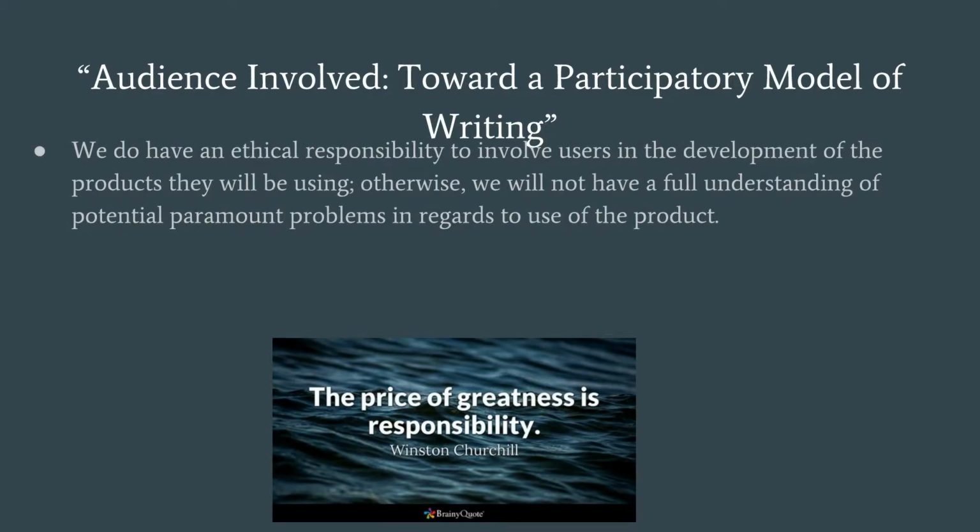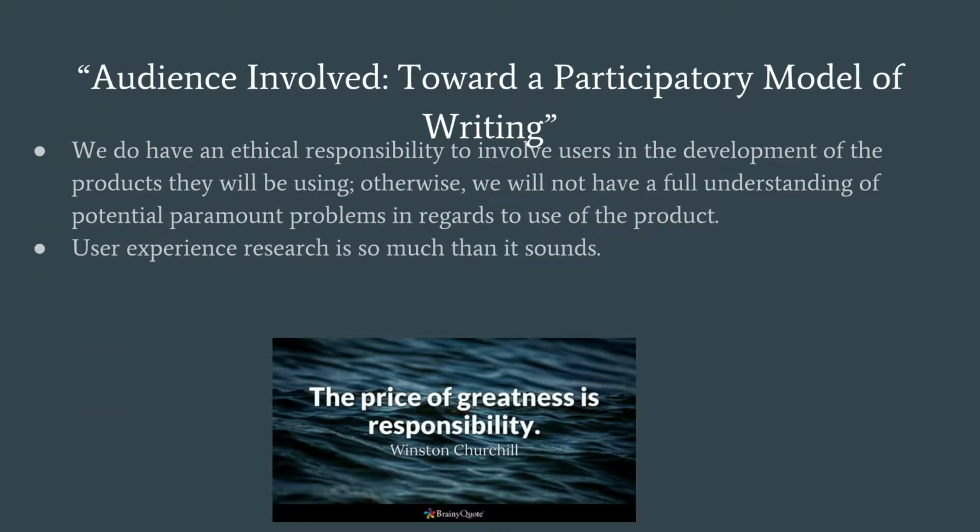Some of the main points that I got from this particular article: yes, we do have an ethical responsibility to involve users in the development of the products that they will be using. Otherwise, we will not have a full understanding of the potential paramount problems in regards to the use of the product.